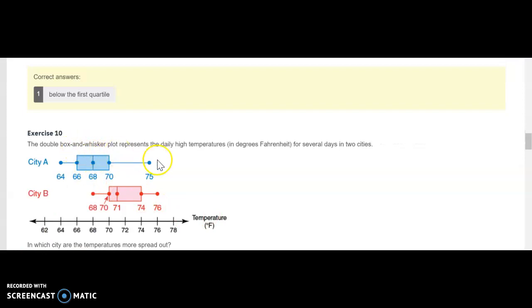The double box and whisker plot represents the daily temperatures in degrees for several days in two cities. So when we're looking at city A and city B, in city A the temperature ranges from 64 degrees all the way up to 75. Well, in city B the temperature ranges from 68 to 76. So which one is more spread out? Well, A is much longer, it's much more spread out than B is.